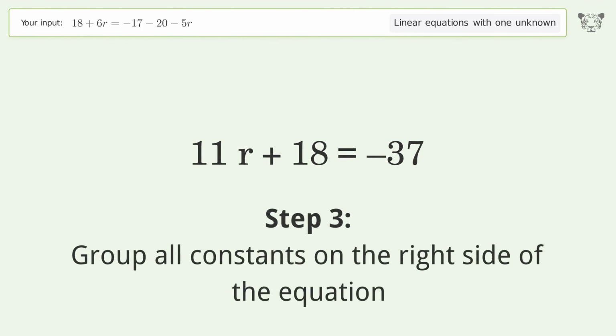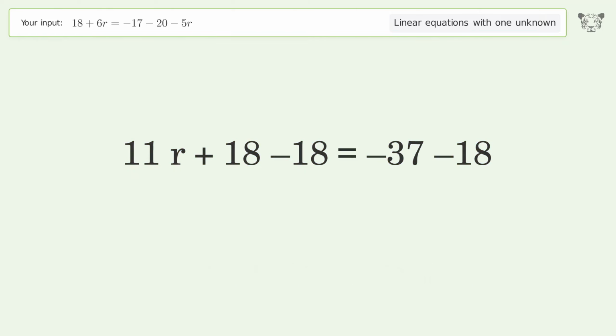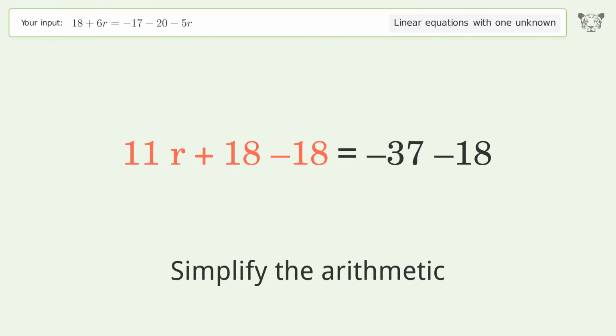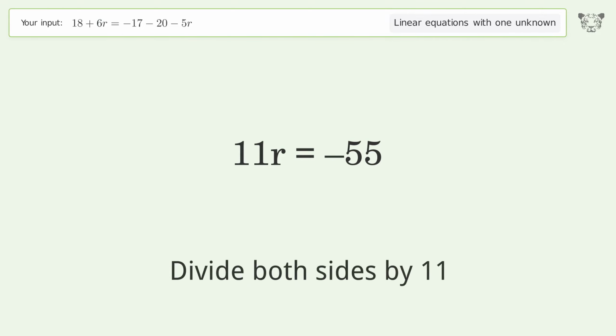Group all constants on the right side of the equation. Subtract 18 from both sides. Simplify the arithmetic. Isolate the r. Divide both sides by 11.